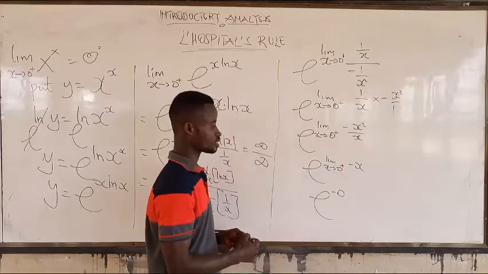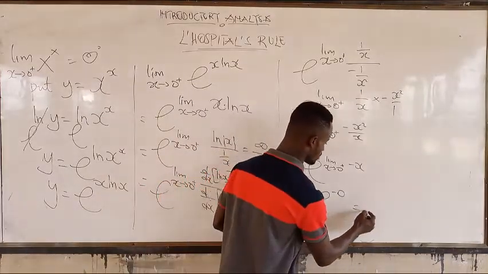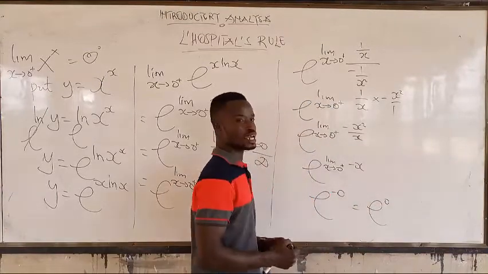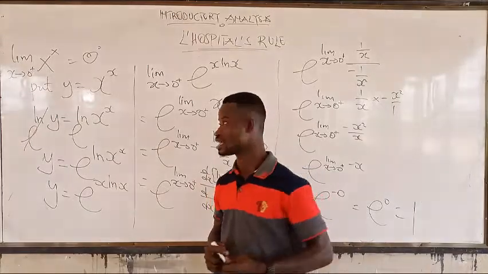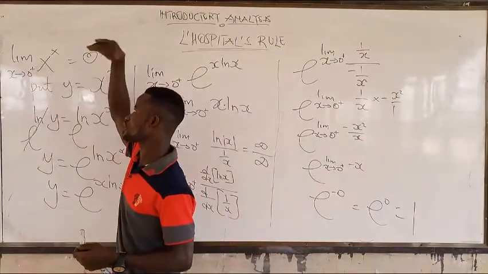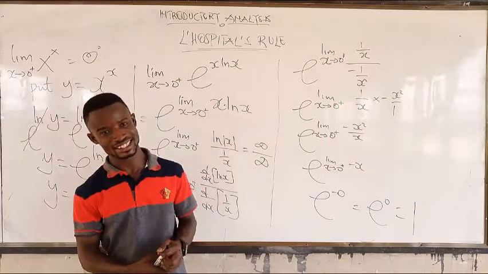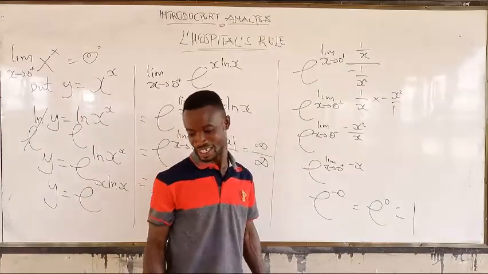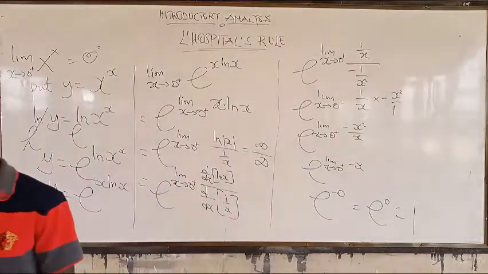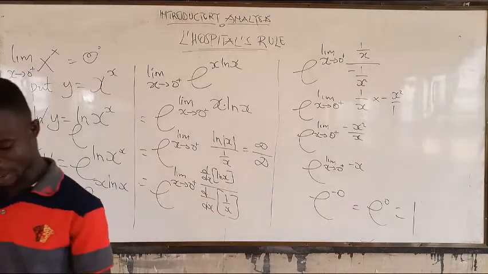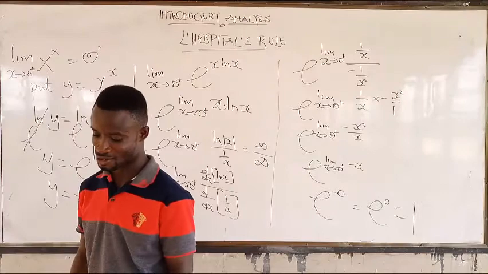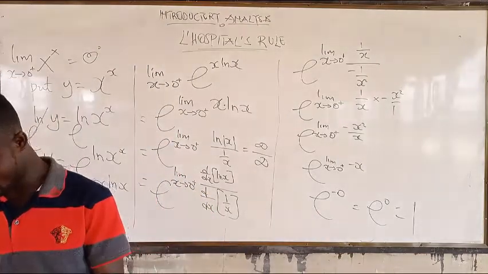I hope you can see that. And that is going to give us 0. And any number raised to power 0 is 1. Therefore, the limit of s raised to the power of s is 1. I love these things. Very good. So let's move on. It's getting interesting bit by bit.